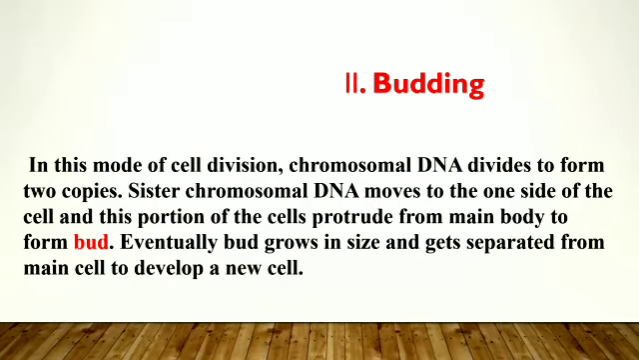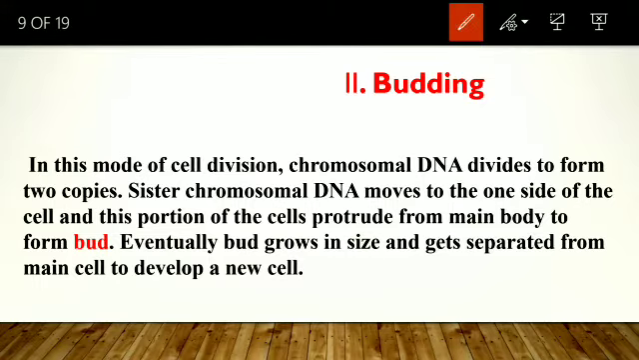Another we have seen, what is that one? Binary fission. The another one is called budding. In this mode of cell division, bacterial DNA divides to form two copies, as in the earlier one also. Replication has taken place. Now what happened?